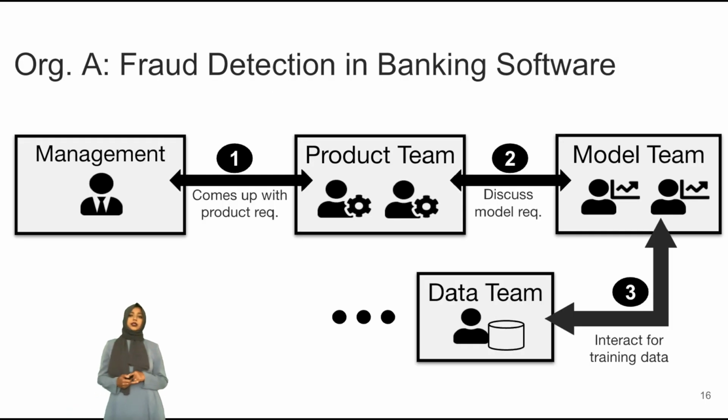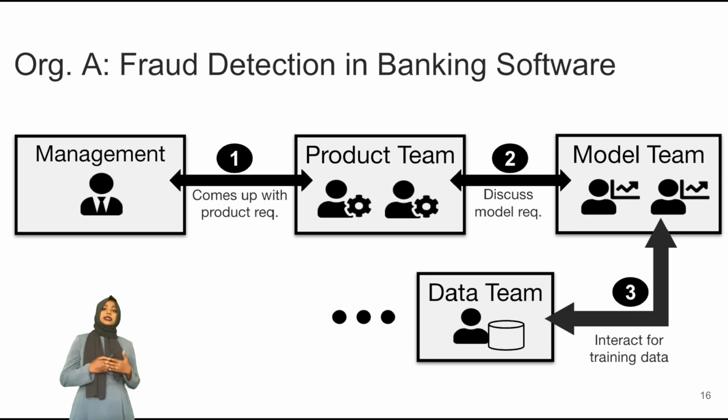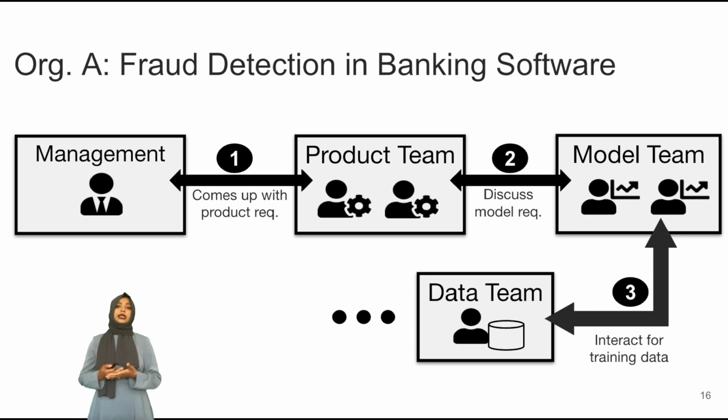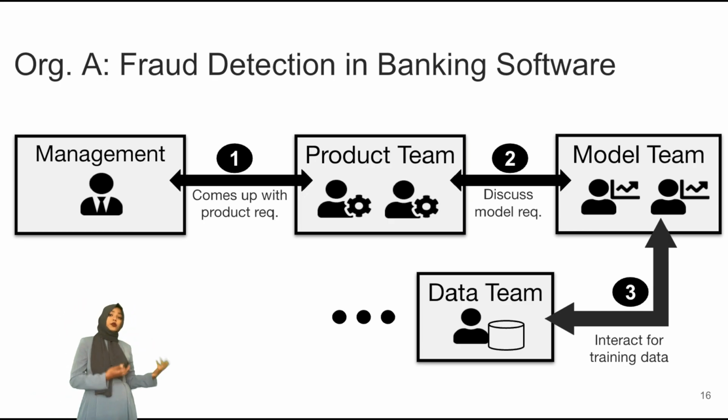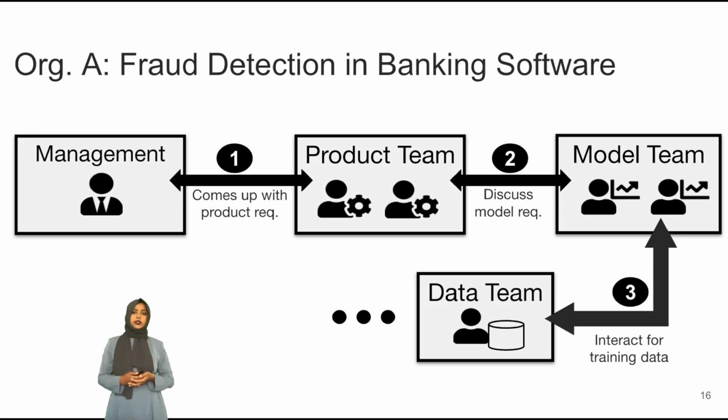As our first example, let's consider an organization named Organization A. This organization has a banking software, and now they want to detect fraud in that existing software that they have. So the requirements for this company flow in a way like this. The management and the product team first come up with the product requirements, that they need this kind of component for the system, and then the product team talks to the model team, transferring the product requirements to the model requirements. Then the model team gathers data that they need to build the model, and the process goes on.